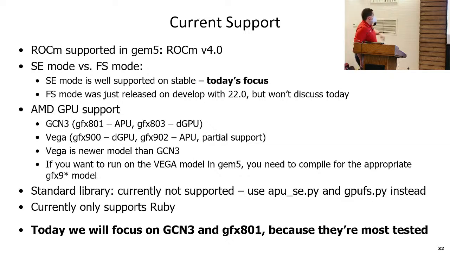All right. Specifically in gem5, we support two of AMD's recent GPU models: the GCN3, which stands for Graphics Core Next version 3, and its successor, the Vega ISA. Within those ISAs, there are several different variants, and I'll talk on the next couple of slides about what they are, but for now, just know that those two variants are APU or dGPU. In GCN3, GFX 801 is the APU model. GFX 803 is the dGPU model. For Vega, GFX 900 is the dGPU model, and 902 is the APU model, which is partially supported.